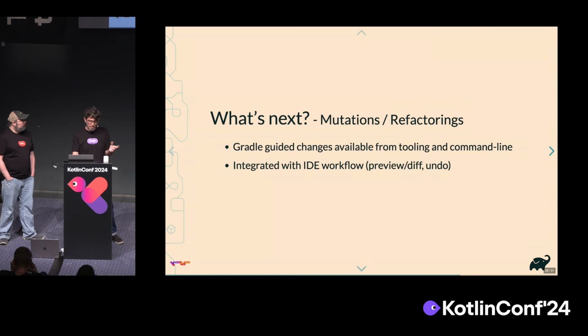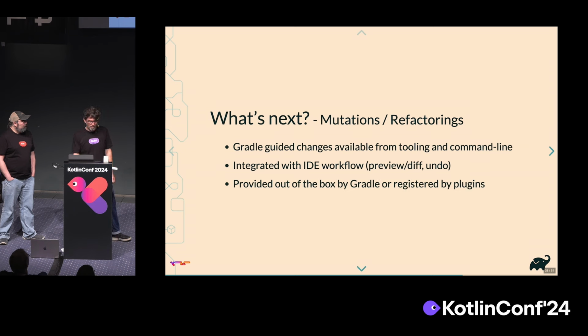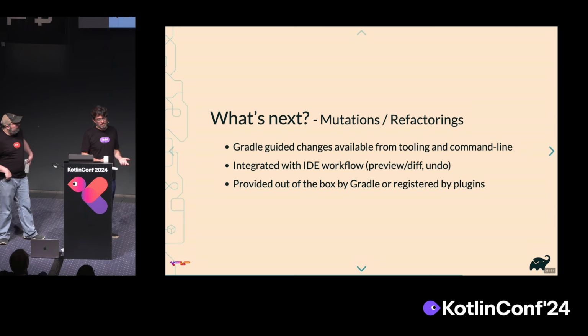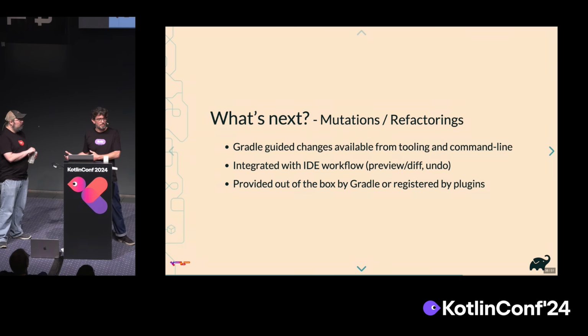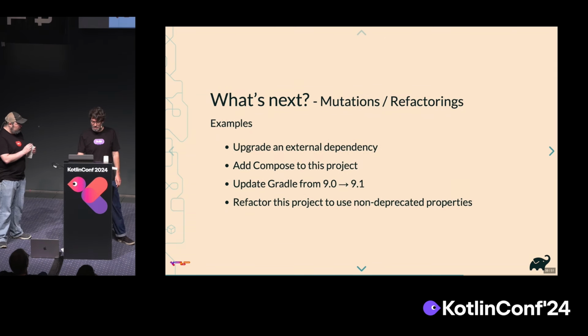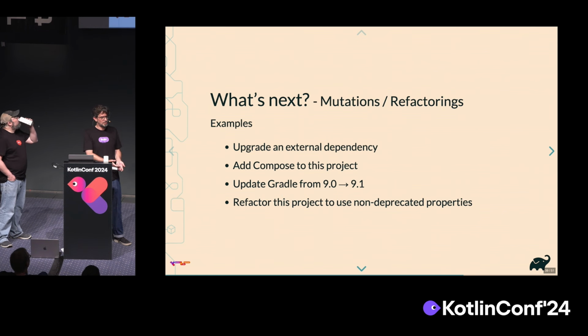And we're building this with IDEs in mind, so it can support the regular workflow with the preview diff and undo and everything. And we will provide mutations out of the box by Gradle, and some could be registered by plugins. Some examples are upgrading an external dependency. That's the most basic thing a software developer wants to do. But it can be more semantic, more high-level mutations, like adding Compose to my project, or adding Kotlin serialization, or stuff like that, adding Room.